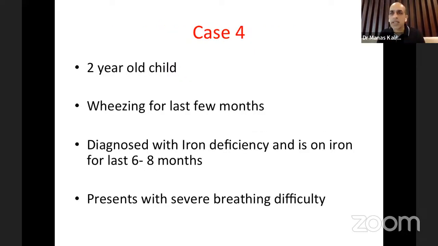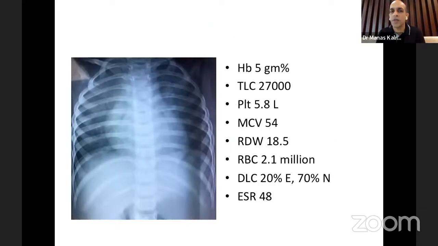I'll move on to the next case, which I've put just for interest, because this is a 2-year-old child who has had wheezing for the last few months and is diagnosed with iron deficiency and is on iron for the last 6 to 8 months. The patient presents with severe breathing difficulty, and you can see some haziness in the X-ray.